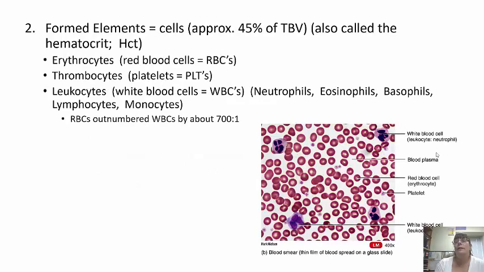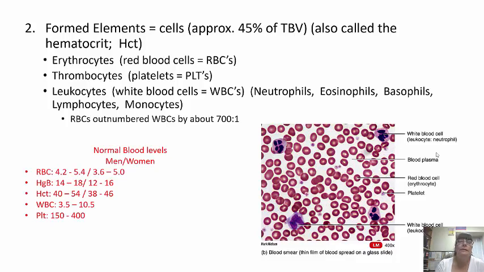So the formed elements, about the other 45% of the blood, are erythrocytes, which are red blood cells, thrombocytes, which are platelets, and leukocytes, which are white blood cells. Red blood cells outnumber white blood cells by about 700 to 1. And you can see on that picture there, the little red biconcave discs are the red blood cells. The purple things are the white blood cells. And then those tiny little fragments that you can see are the platelets.